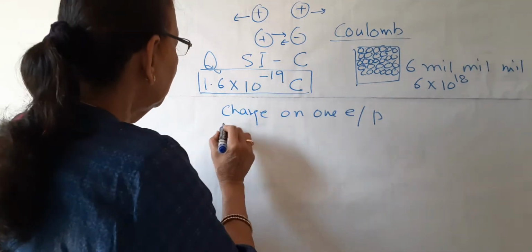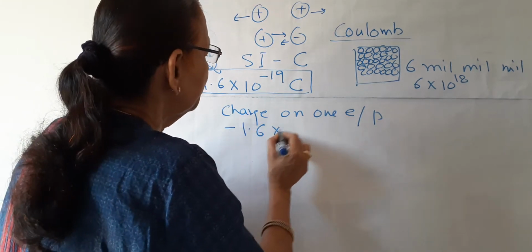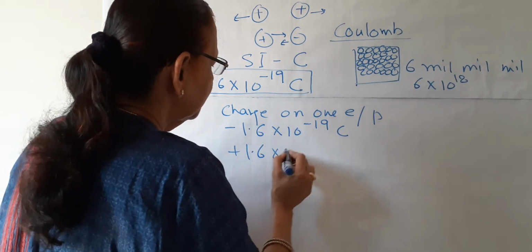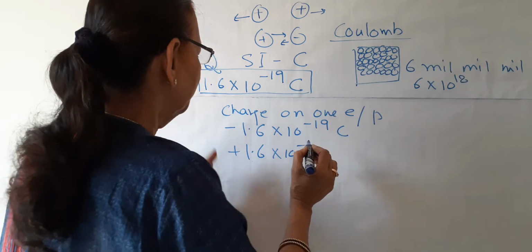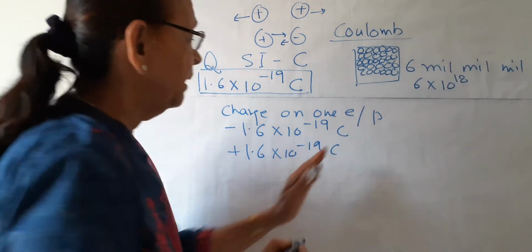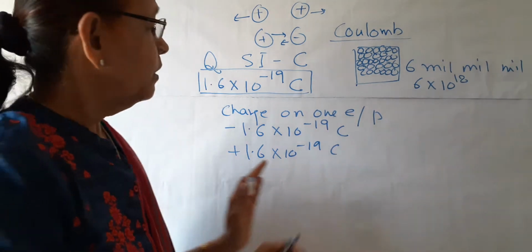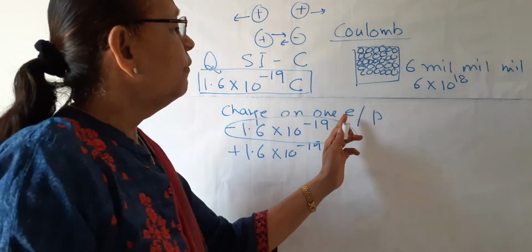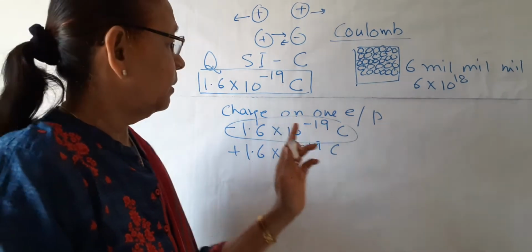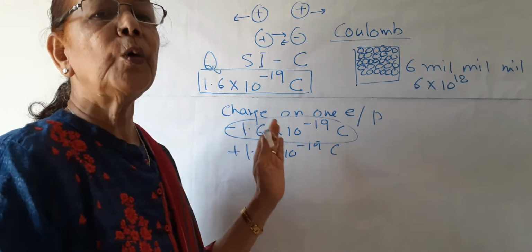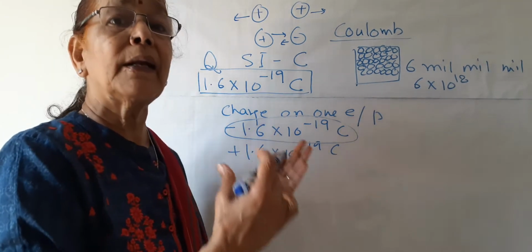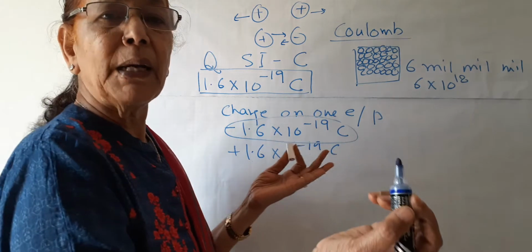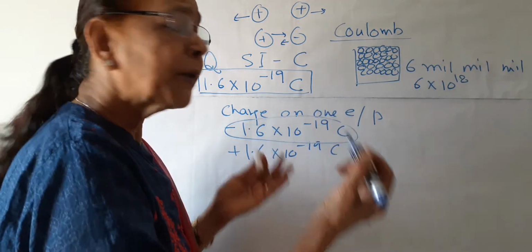If it is an electron, then the charge will be minus 1.6 into 10 to the power minus 19 C. If it is a proton, then the charge will be 1.6 into 10 raised to power minus 19 coulomb. So it is a very small charge. So much charge is present on 1 electron or proton. This is in coulombs. If we want to know the number of electrons present in 1 coulomb, how will we calculate? We will calculate by the simple unitary method or by a formula.